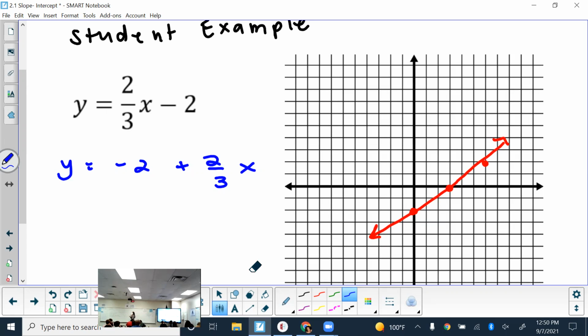So remember, don't just memorize it by order. m is always the number that's in front of the x. So slope is 2/3. What's my y-intercept in this one? -2. So that should be easy points on a test. Don't let it trip you just because of the order. Questions?